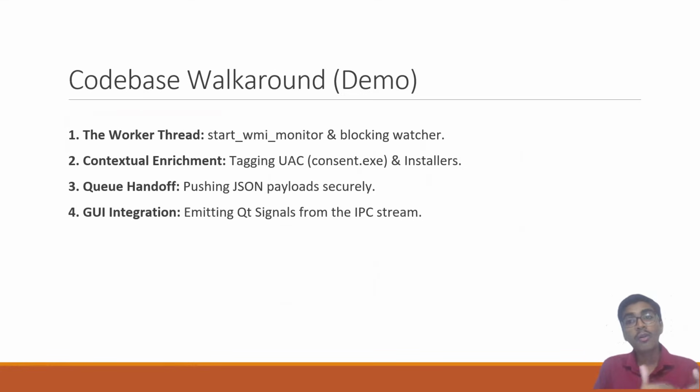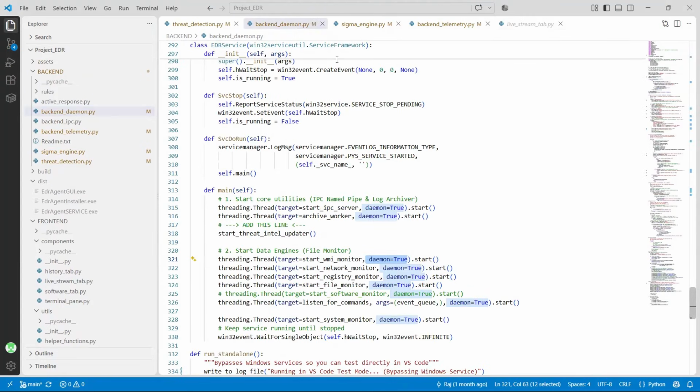And finally onto the GUI, where we are listening to all this data, how we are displaying it on our dashboard. So let's move on to our coding console. First of all, we have our main backend engine file, that is backend daemon.py. It is overall the main file, the core of the backend engine.